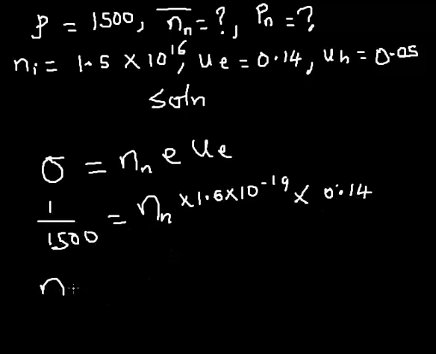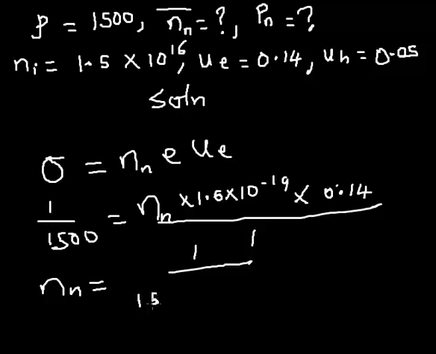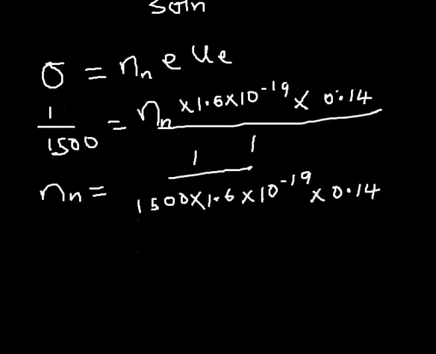If I cross multiply to make the electron concentration the subject of the formula, what I'm going to have is the whole of this all over 1. So I'm going to have 1 all over 1,500 times 1.6 times 10 raised to the power of minus 19, then of course times 0.14. All right, so let's finish up.